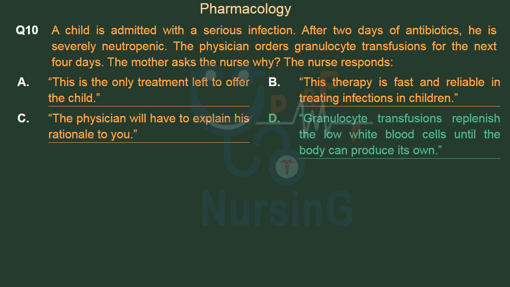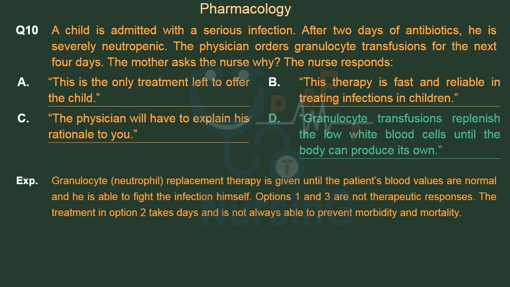Granulocyte transfusions replenish the low white blood cells until the body can produce its own. Granulocyte, neutrophil, replacement therapy is given until the patient's blood values are normal and he is able to fight the infection himself. Options 1 and 3 are not therapeutic responses. The treatment in option 2 takes days and is not always able to prevent morbidity and mortality.